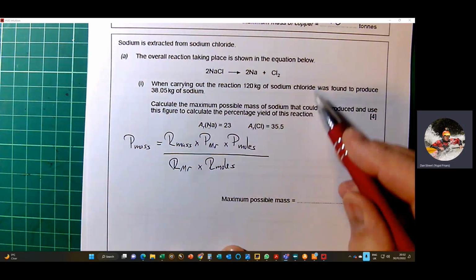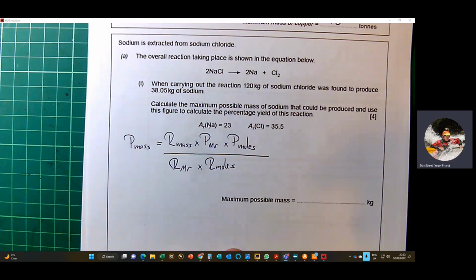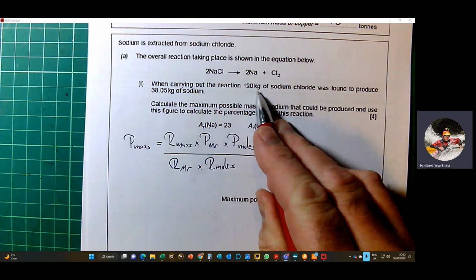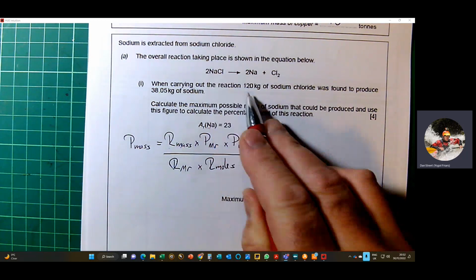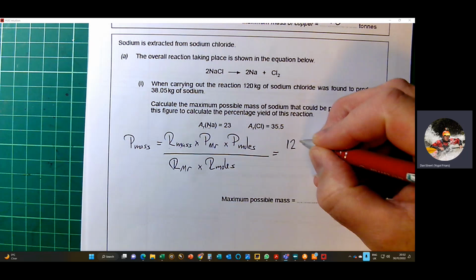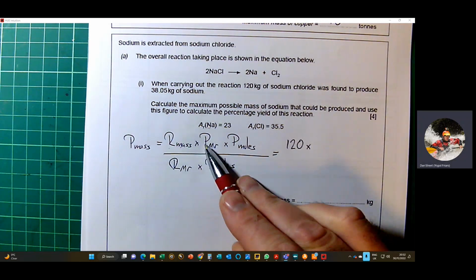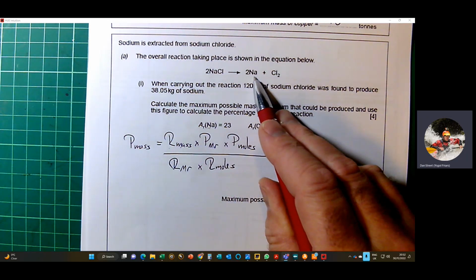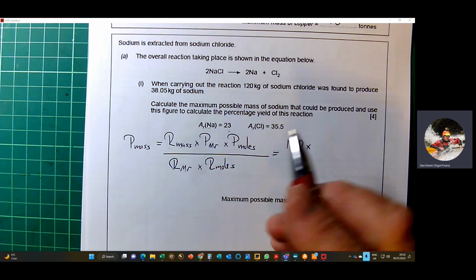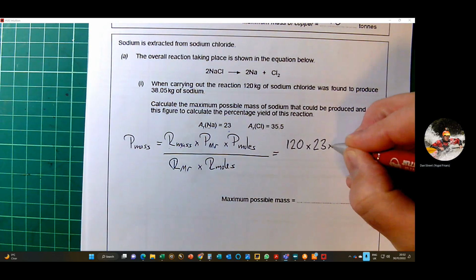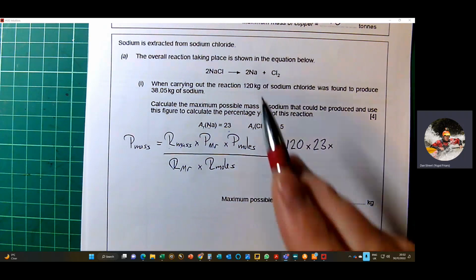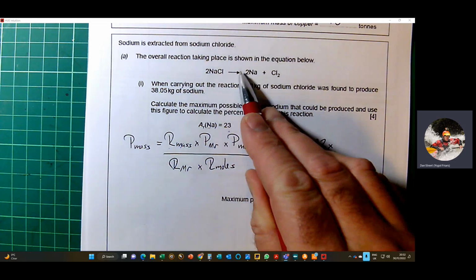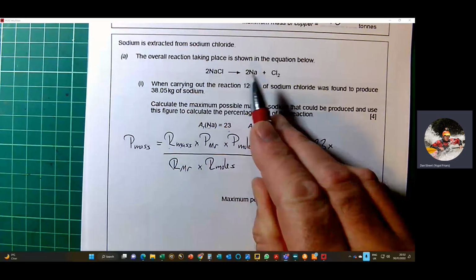So if we take the information from the question and replace all these things with the relevant numbers, the reactant mass is 120 kilograms because sodium chloride is the reactant, and that's the mass there, so it's 120. Our product MR is the MR of sodium, or the AR of sodium, and that's given to us here, so that's 23. Our product moles we take from the equation. Now, we could consider this to be a one-to-one reaction, but we'll put the numbers in as shown in the question. So that's 2.